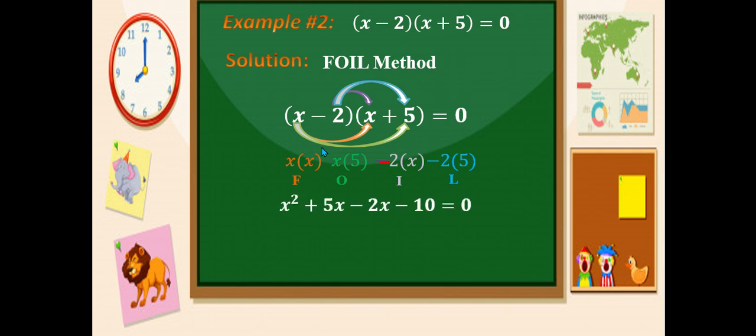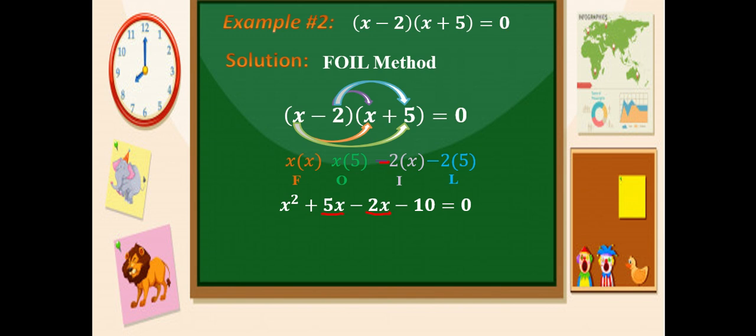So, x times x, observe. X times x, x squared. X times positive 5, 5x. Negative 2 times x, negative 2x. Negative 2 times 5, negative 10 equals 0. Now, so, naka-standard form na po ba to? Hindi pa. As you can see here, class, may similar term pa. Or like term, yung 5x at the same time negative 2x. So, ibig sabihin kapag similar term, right, pwede siyang combine.